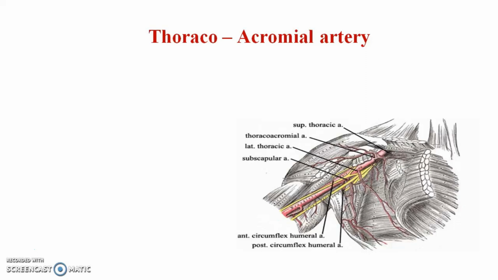Now we will move on to the thoracoacromial artery, which is a branch arising from the second part of the axillary artery.